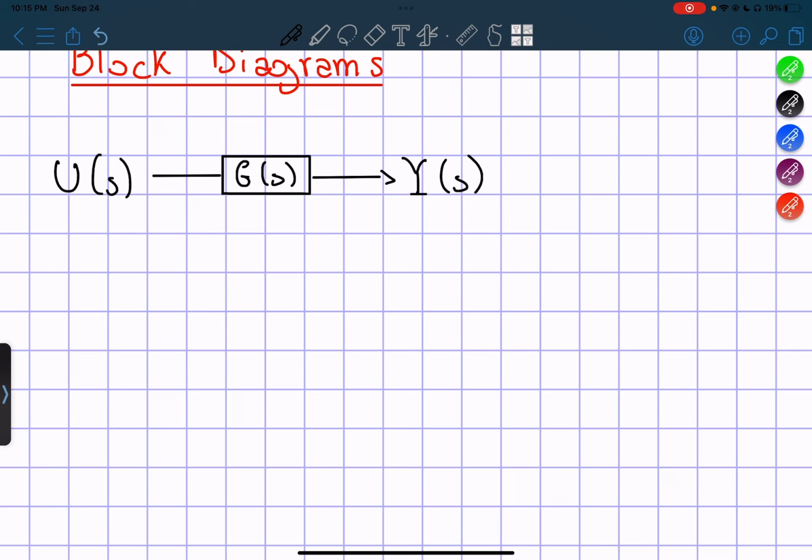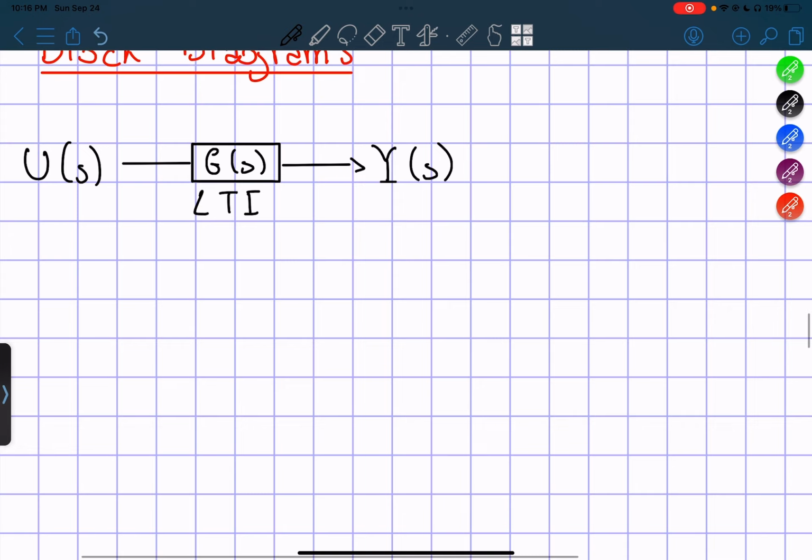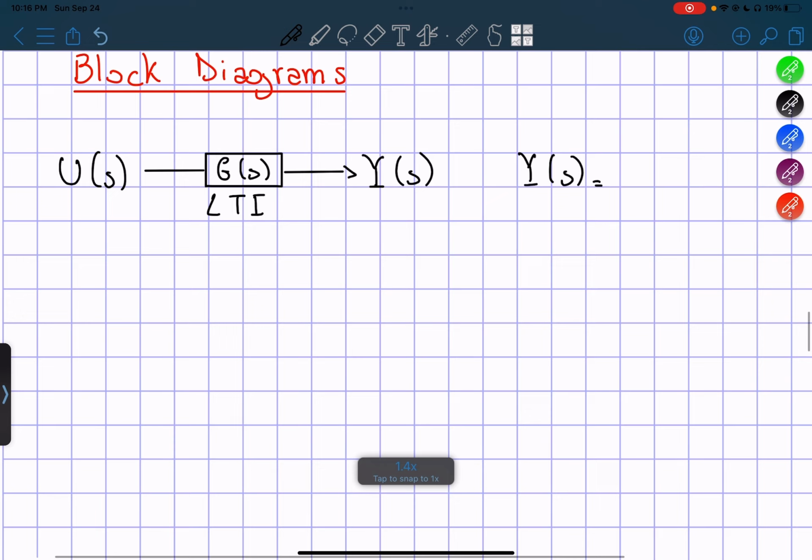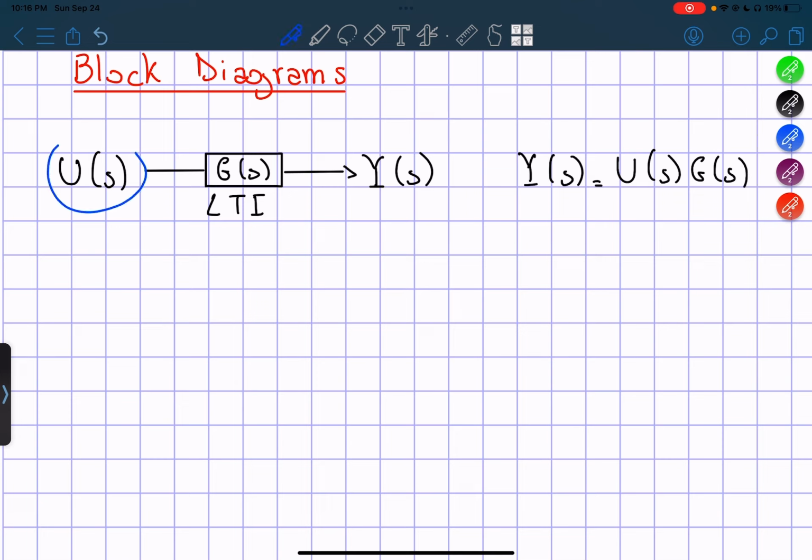Now, this is a linear time invariant system. And y is just going to be the product of our input, u, times our transformation, which is g, or what's in our block. It means that we have a value u that goes inside, gets multiplied by g, and then gets out as y. Right. So we have many things we can do with this.